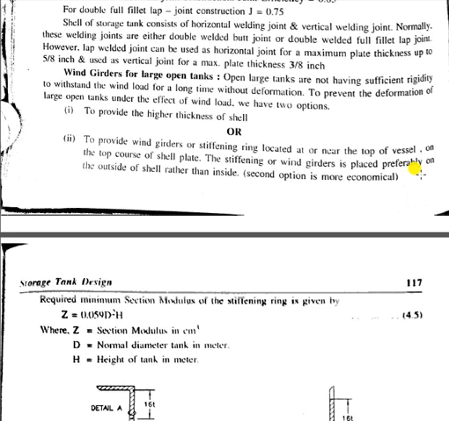The second option is more economical. To provide higher thickness requires the maximum cost and makes the storage tank difficult to design. So it is better to provide a stiffening ring or wind girder, placed preferably on the outside of the shell. Using this, the tank can withstand the wind load.